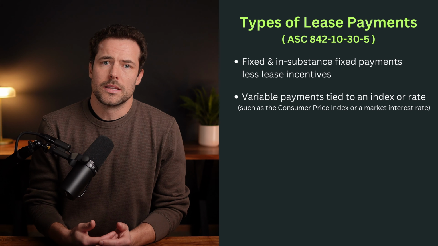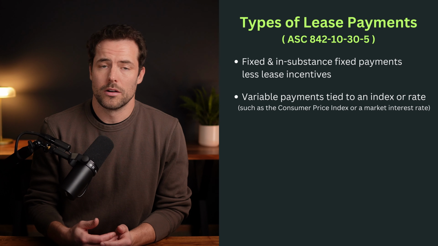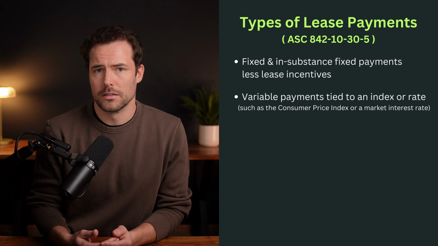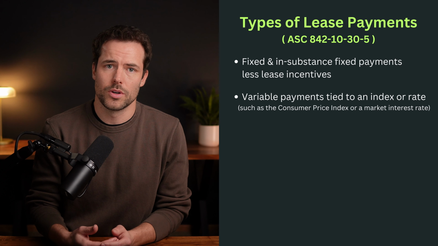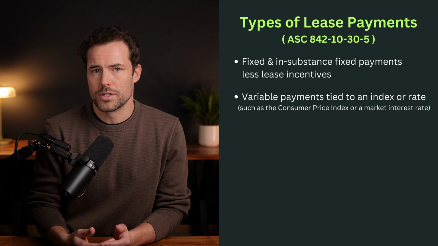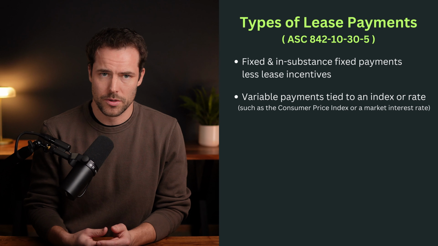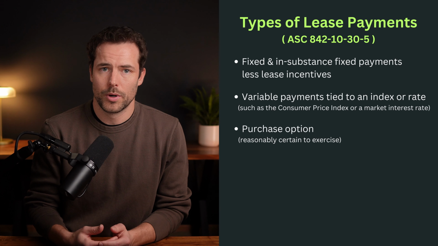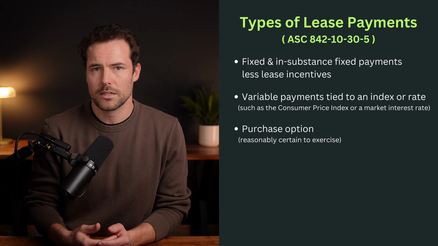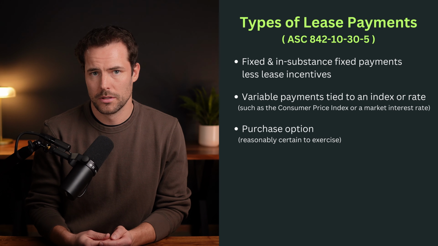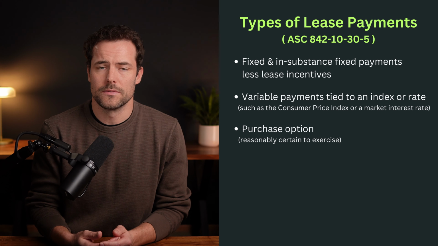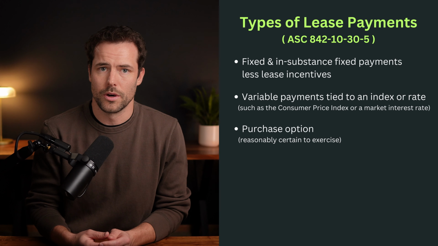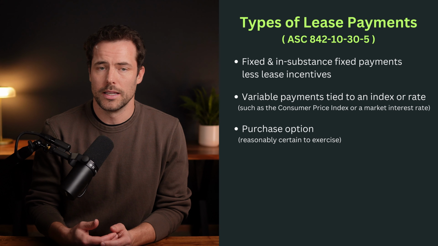Now, variable payments that do not depend on an index or a rate are not included in lease payments. A common example is a vehicle lease that charges extra for mileage over a set limit. Those overage charges are excluded from the initial measurement. The third type of lease payment is the exercise price of a purchase option, but only if we're reasonably certain we'll exercise that option. For example, if a vehicle lease gives us the option to buy the car at the end of the lease term and we're reasonably certain we'll do so, that purchase price is included in the lease payments.